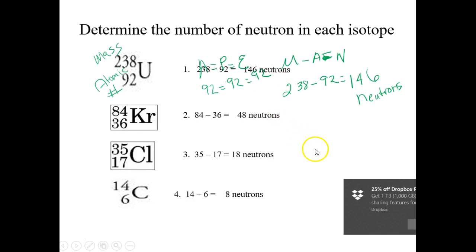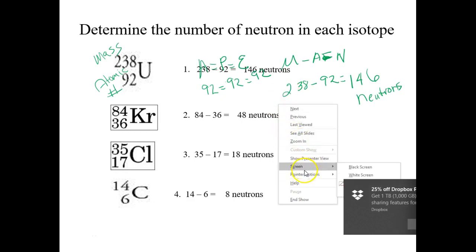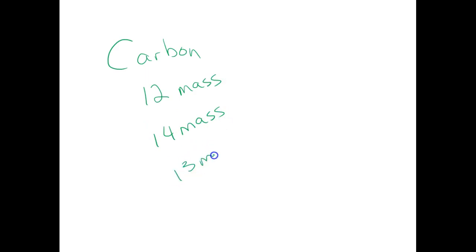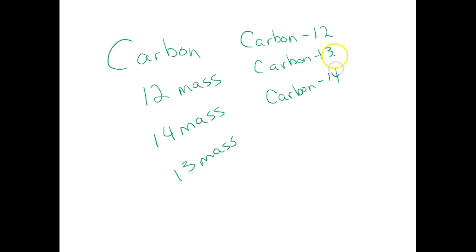I'm going to do one more thing on here. Let me see if I can figure this out real quick before we quit for the night. I'm going to get a white screen as soon as I can. Okay, so I'm going to put carbon. Carbon has a 12 mass, a 14 mass, and I believe a 13 mass. These are the isotopes. So if I were to write these out, I would have carbon-12, carbon-13, and carbon-14. Each one of these acts differently.